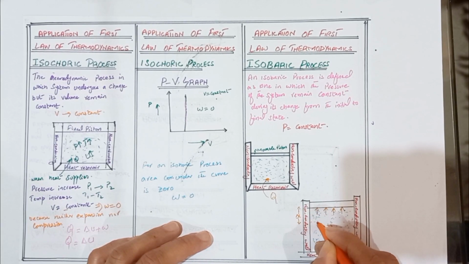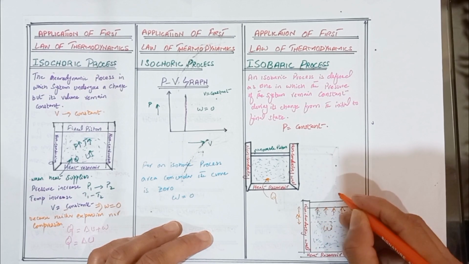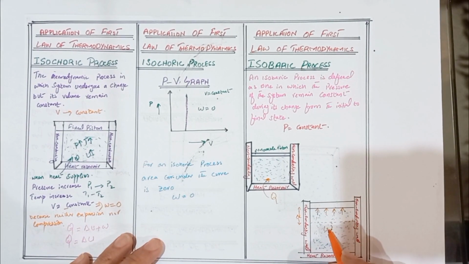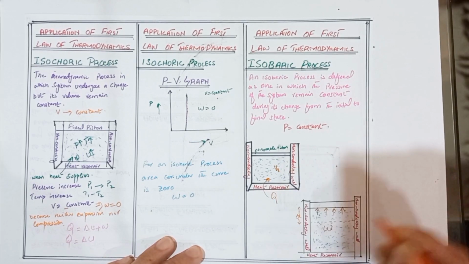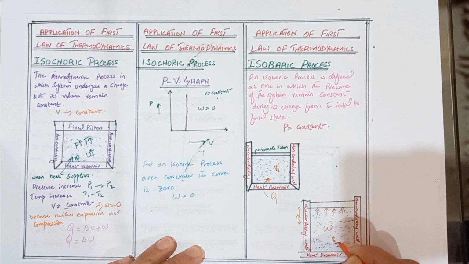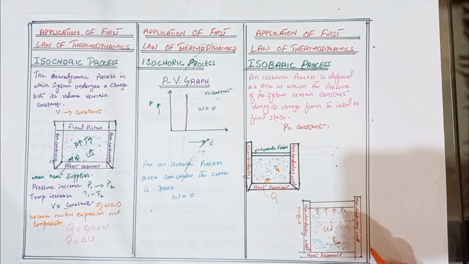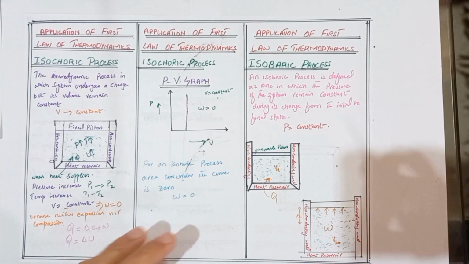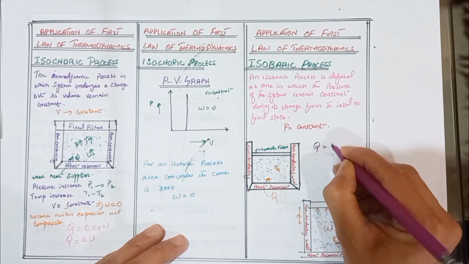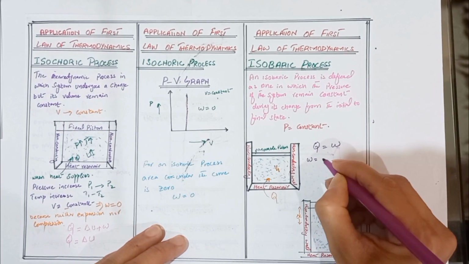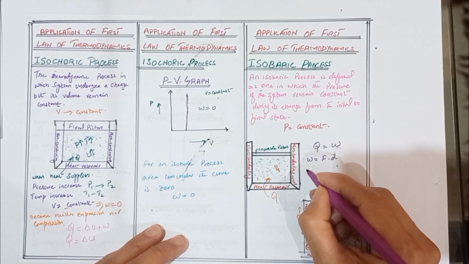Let's suppose this is the initial position of the piston, then the piston is moved upward. Work W is done. The initial volume of the gas is V1 and the final volume of the gas is V2. So here, when we supply the heat into the system, the total heat is converted into work done, and we know that the work done is equal to force into displacement.